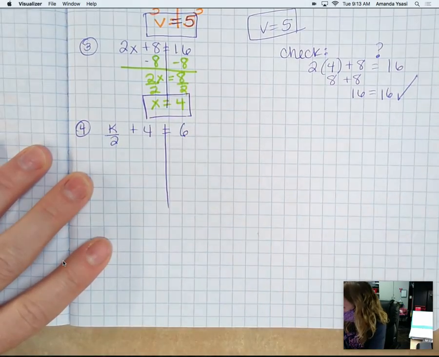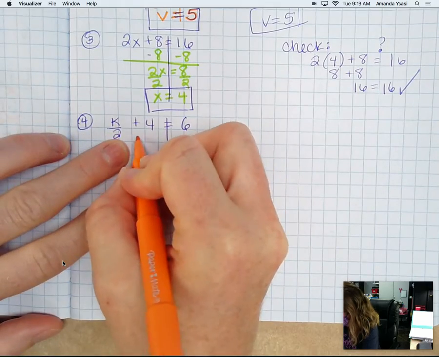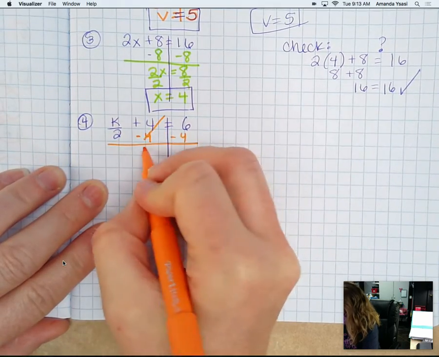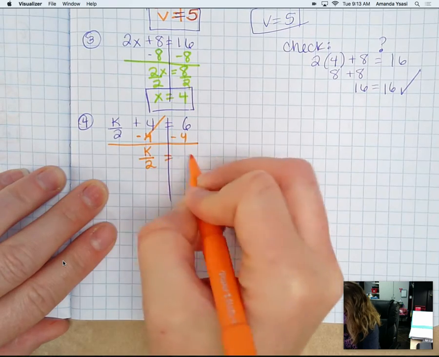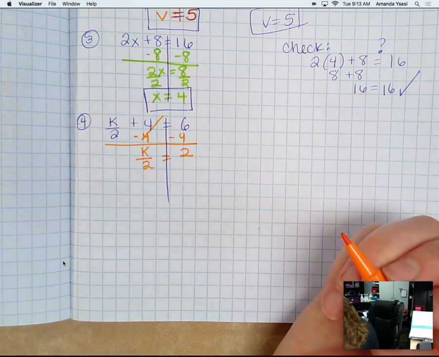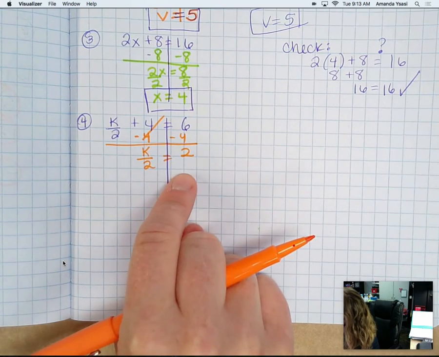Okay, so we need to get k over 2 by itself, so we need to get rid of this plus 4 by doing minus 4. So it's k over 2 equals 2. Remember how we're doing inverse operations? So this is k divided by 2 equals 2.